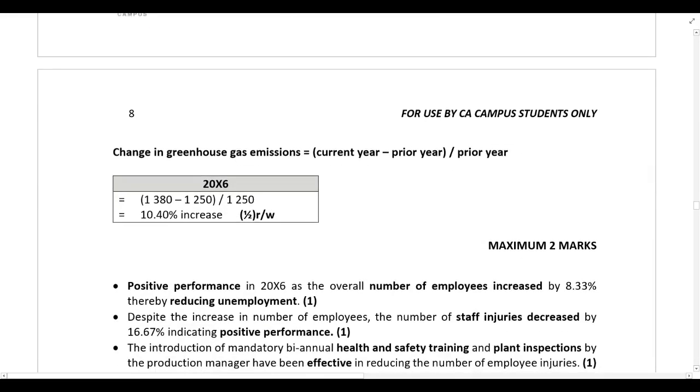Then the last calculation is the change in greenhouse gas emissions, and here we have an increase of 10.4% from the prior year to the current year. So once again, we don't have production volumes. We follow exactly the same logic as we did with the water usage. We don't have production volumes, but we know revenue has decreased from the prior year to the current year. So if revenue is decreasing, there should not be an increase in greenhouse gas emissions. So this indicates negative performance.